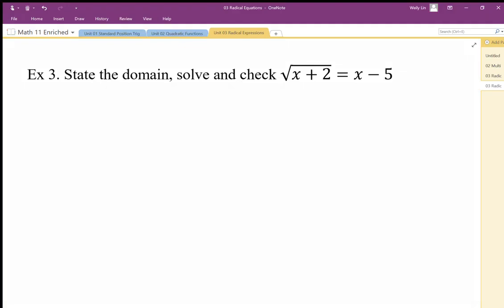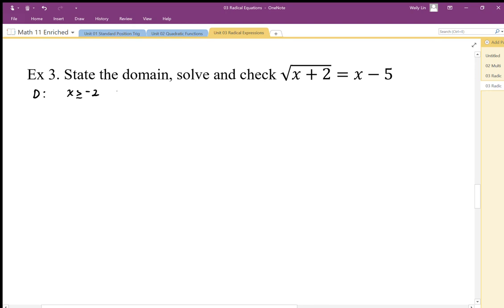You don't really need to use the restrictions to determine extraneous solutions, because the easiest way is really to just plug it in. However, we should know how to state our restrictions. So the domain restriction on this is, if we look at the inside restriction, x must be greater than or equal to -2. If it's -2, we end up with 0, and that's okay. Anything smaller than that is going to give us a negative.